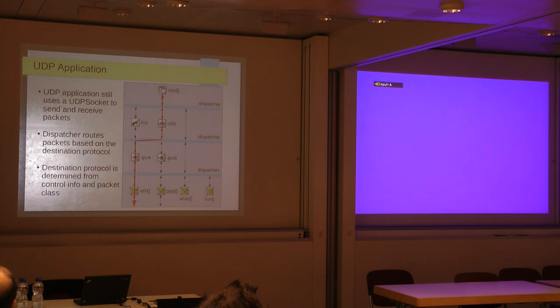UDP is pretty much the same, but if you look between UDP and IPv4, what happens there is the packet is routed by the dispatcher based on the destination protocol, which is able to handle the packet. And the destination protocol is just determined from the control info and the packet class itself. The protocol is identified again with a very simple artificial unique identifier, so it's not really complicated.